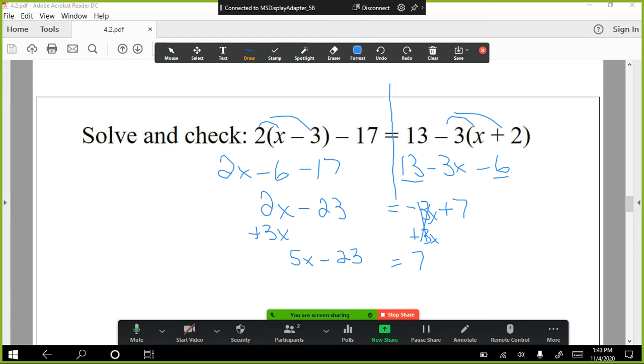And notice where we are now, the simple two-step. Add 23, divide by 5. Add 23, and I'm going to get 5x equals 30. Divide by 5, and I'm going to get x equals 6. And that's my answer right there.